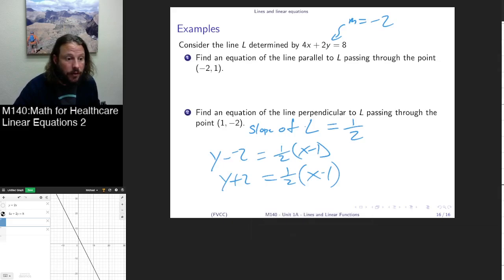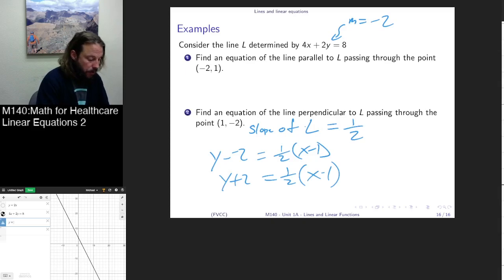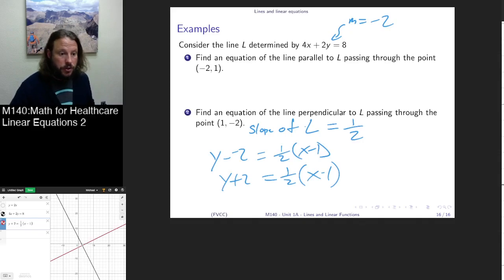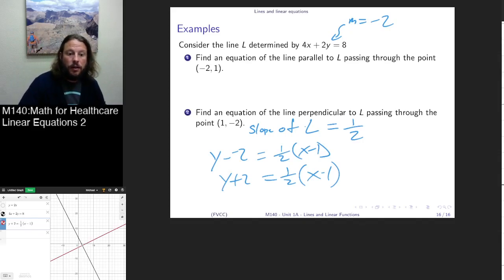In fact, maybe let's go look at this small Desmos window again and double check and put in that line that we just got. Let's see here. So y plus 2 equals 1/2 times x minus 1. Oh, and sure enough, they look pretty perpendicular to me. And there we are.